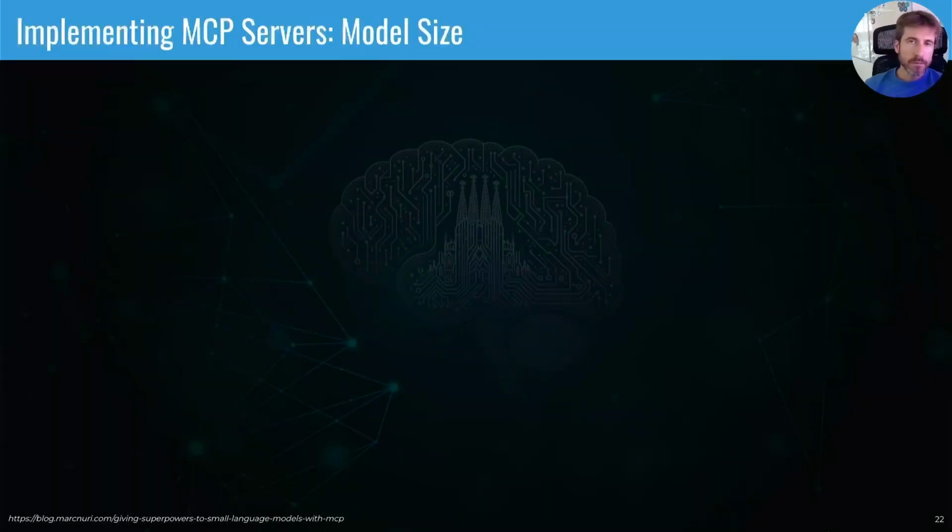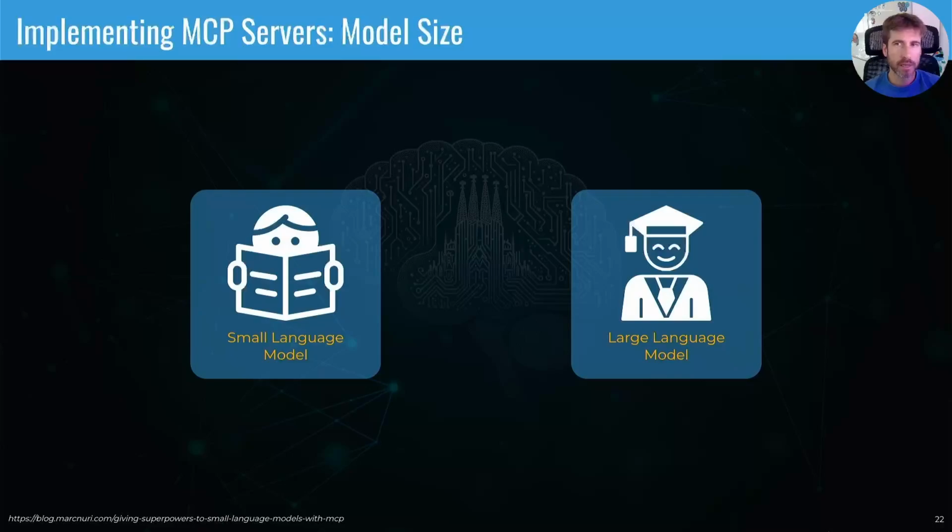Okay, so now let's consider the model size and how this affects the way you implement the tools or functions for your Model Context Protocol server. Typically we categorize model sizes into different groups: we have the small language models, which typically have 10 billion parameters or less, and the larger language models such as Claude Sonnet or any of the models provided by OpenAI or the major players.